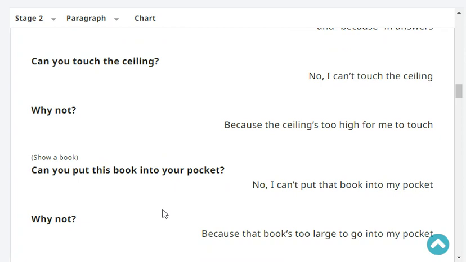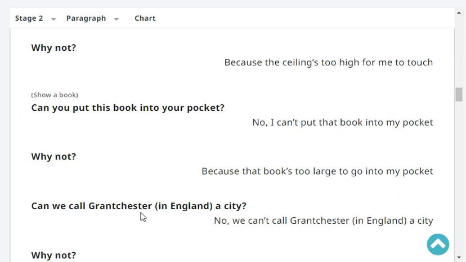Can you put this book into your pocket? No, I can't put that book into my pocket. Why not? Because the book is too large to go into my pocket. Very good.